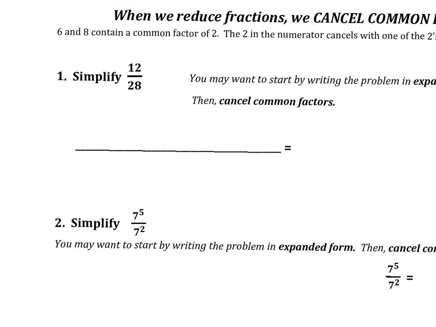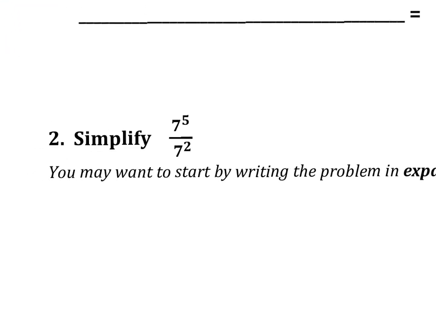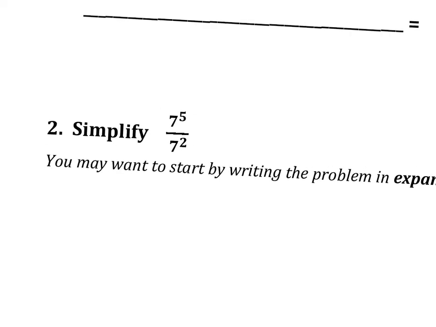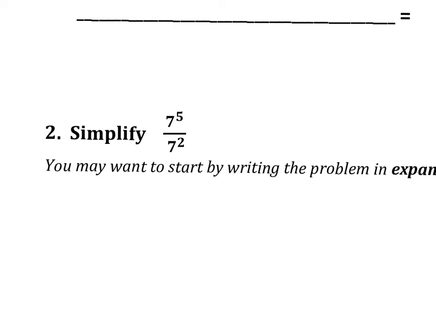How would that look in context of an exponent like here in number 2? 7 to the 5th power divided by 7 to the 2nd power. Let's expand that out, just like we did that fraction above. Let's expand it out and cancel. So 7 to the 5th power is 7 times 7 times 7 times 7 times 7 divided by 7 squared, which is 7 times 7.